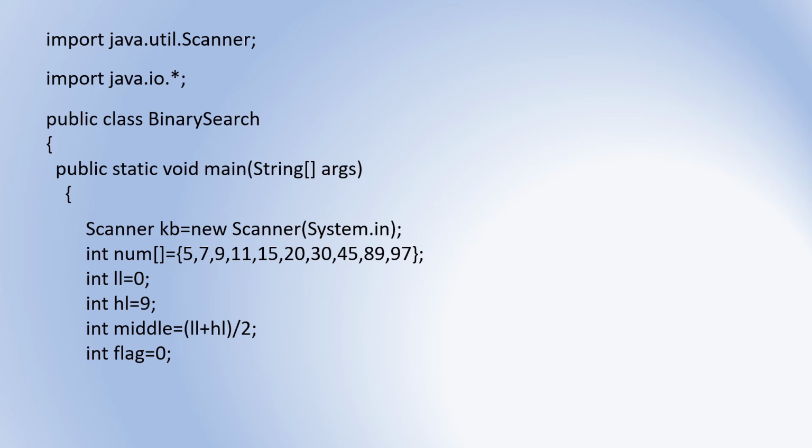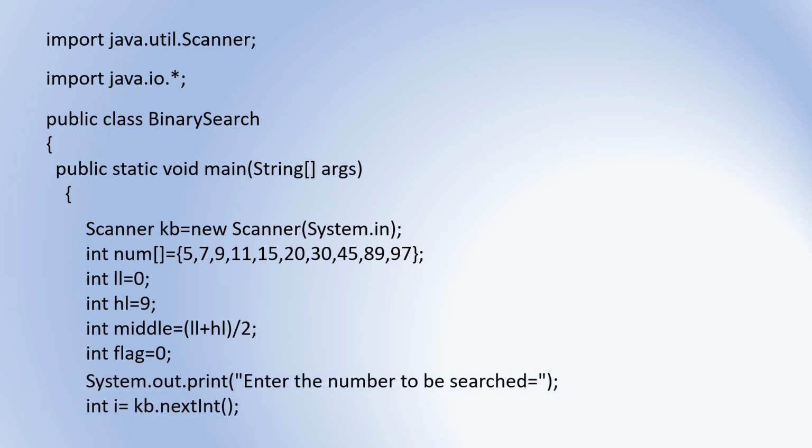The purpose of using this variable flag is to change its value and come out of the binary search as soon as we find the desired number. And if we aren't able to find the desired value, in that case too, the unchanged value of the flag variable will help us determine the outcome of binary search.